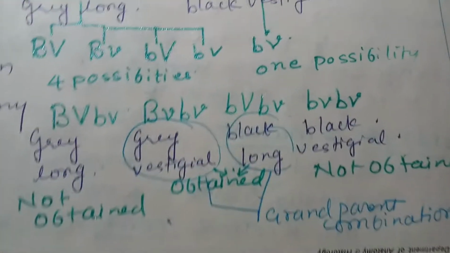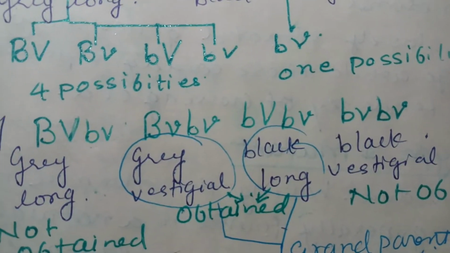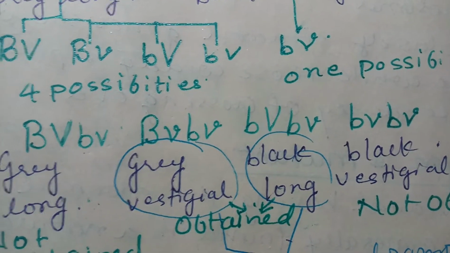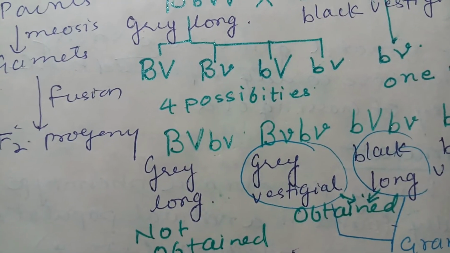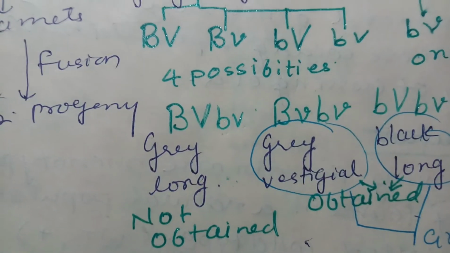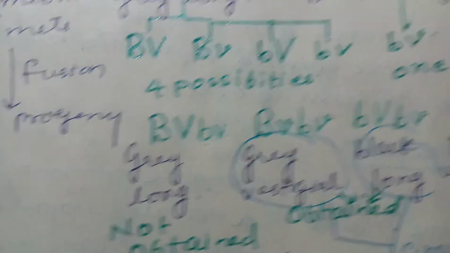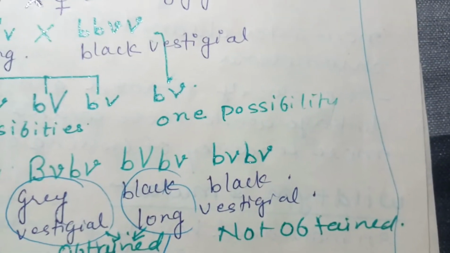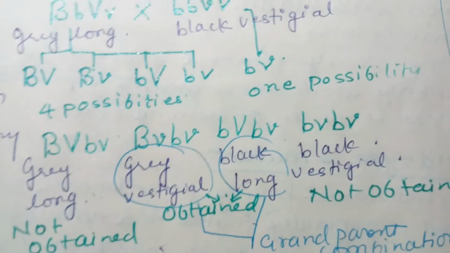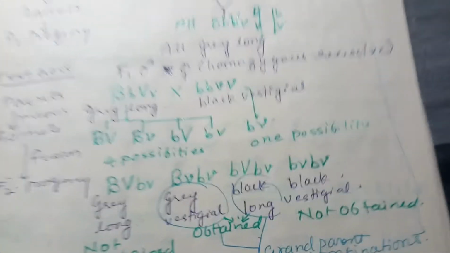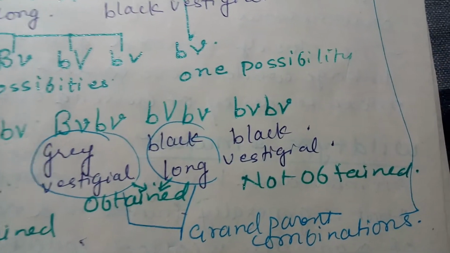Now when this experiment was done by Morgan, he could only see that when he obtained the progenies in F2, he could only see 2 different types, that is gray vestigial and black long. But he was unable to observe gray long and black vestigial. So you see gray vestigial, black long, gray vestigial, black long. So actually these are the grandparent combination.